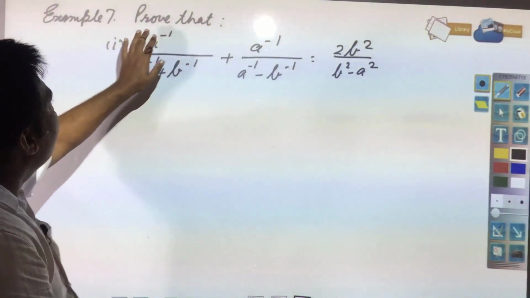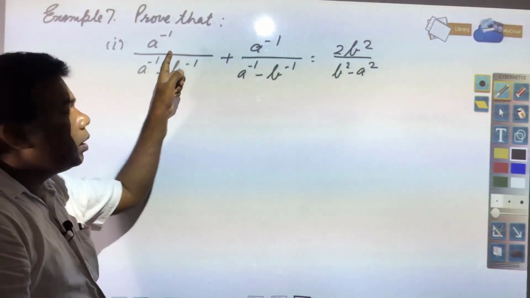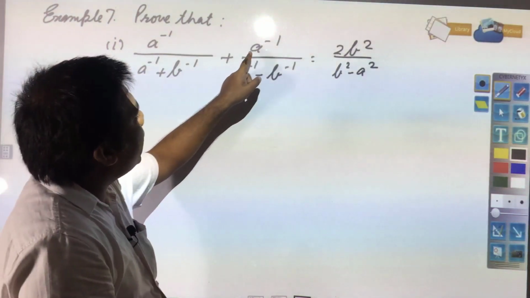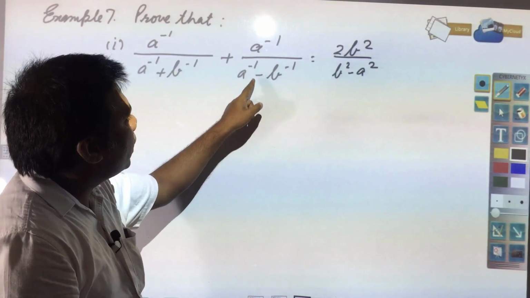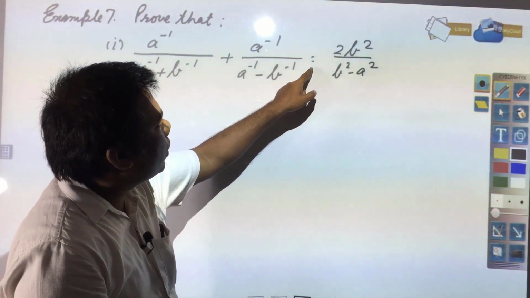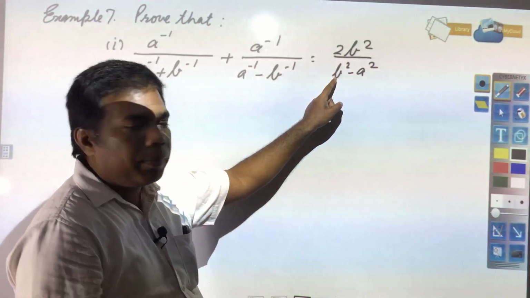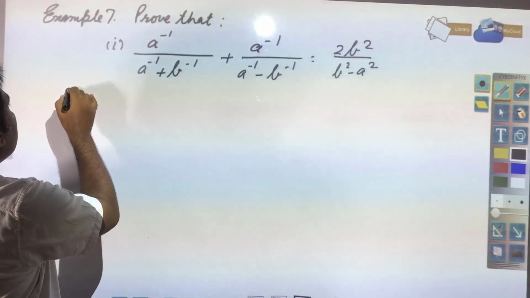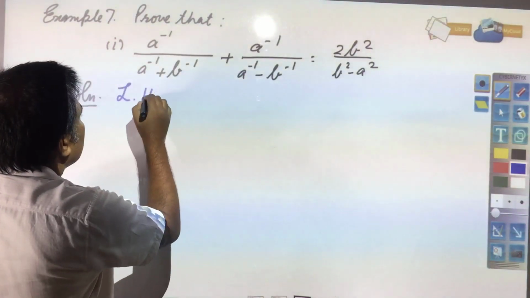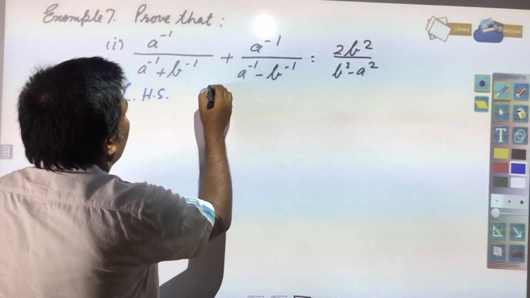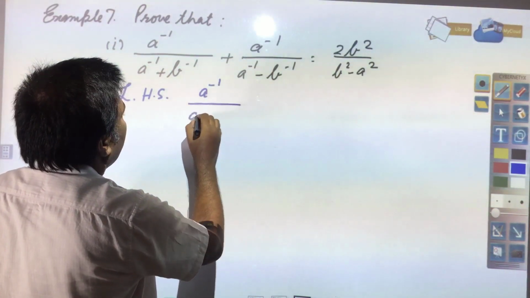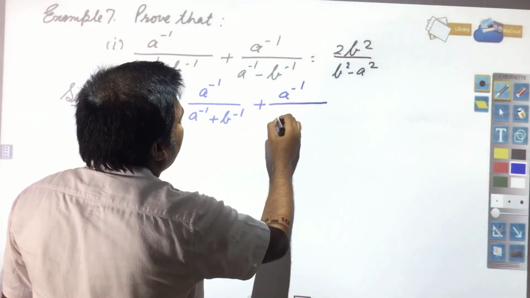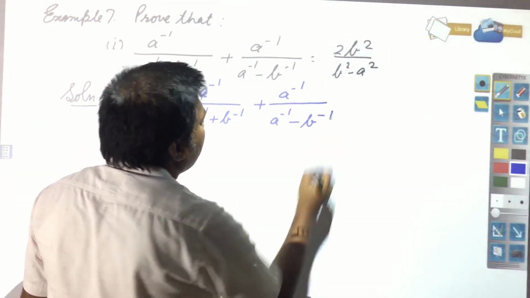Here you have to prove that a to the power minus 1 divided by a to the power minus 1 plus b to the power minus 1, plus a to the power minus 1 divided by a to the power minus 1 minus b to the power minus 1, is equal to 2b square divided by b square minus a square. This you need to prove. So, we will start with LHS.